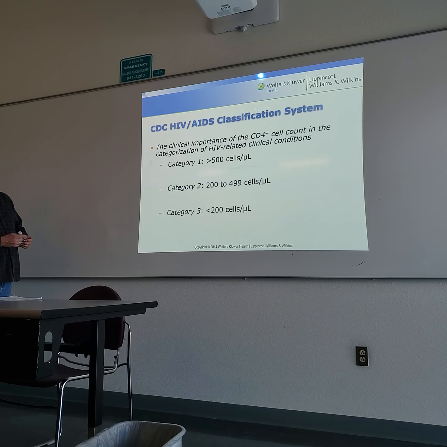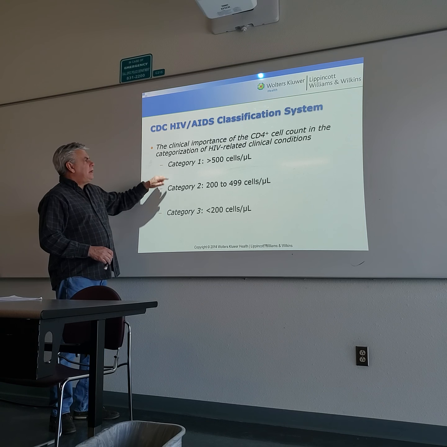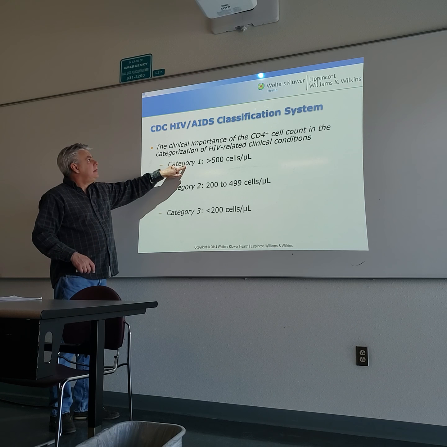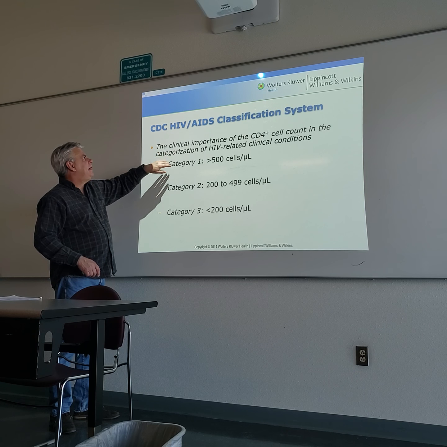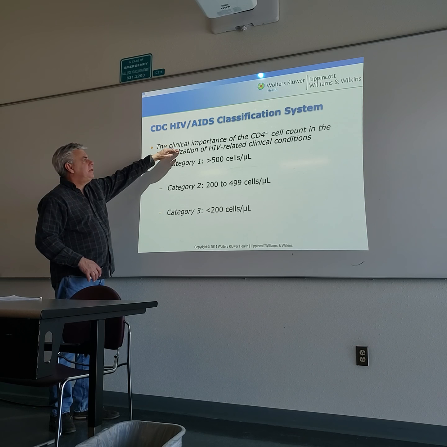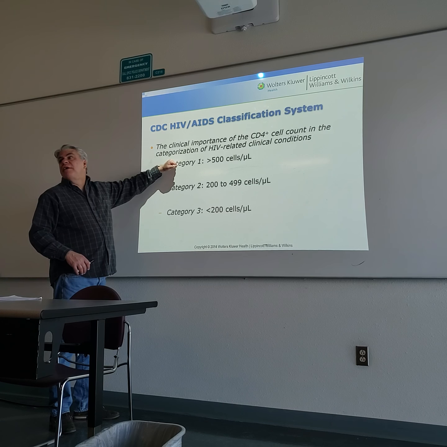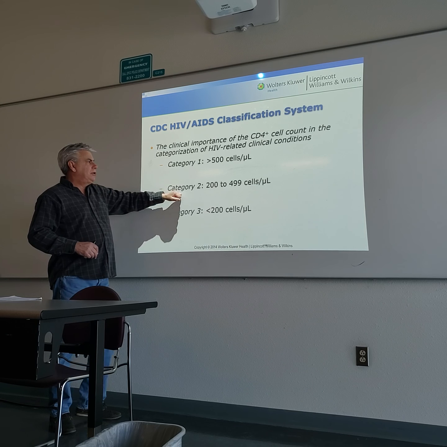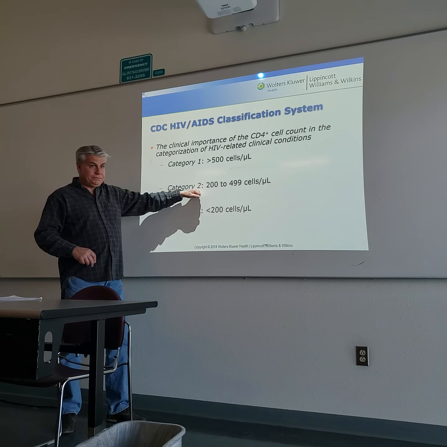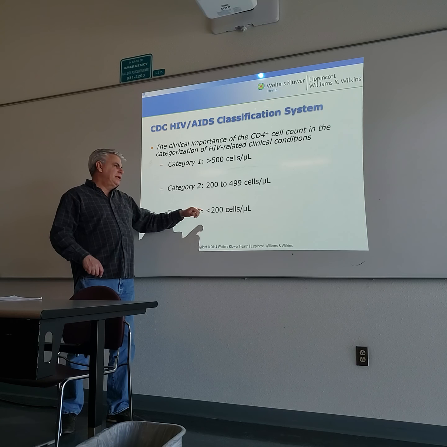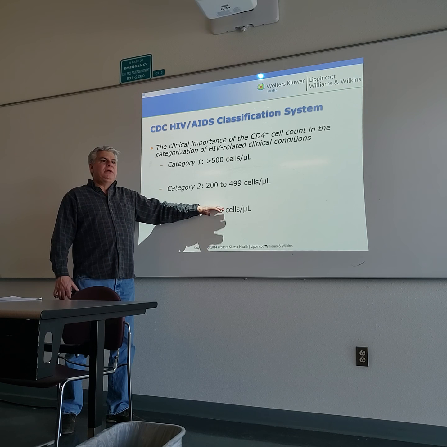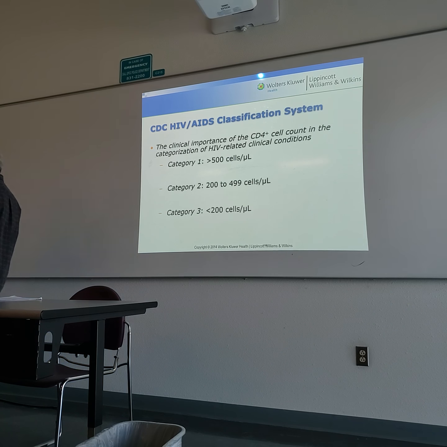And I have it down here, category 1 is going to be what? It's greater than 500. So the clinical importance of CD4 cell count in the categorization of HIV-related clinical conditions. Category 1 is going to be greater than 500. You still got a semi-functioning immune response. Category 2 is going to be 200 to 499. And category 3 is going to be less than 200. This is when your immune system completely collapses for the most part. It's just not enough. And that's the actual full-blown AIDS.